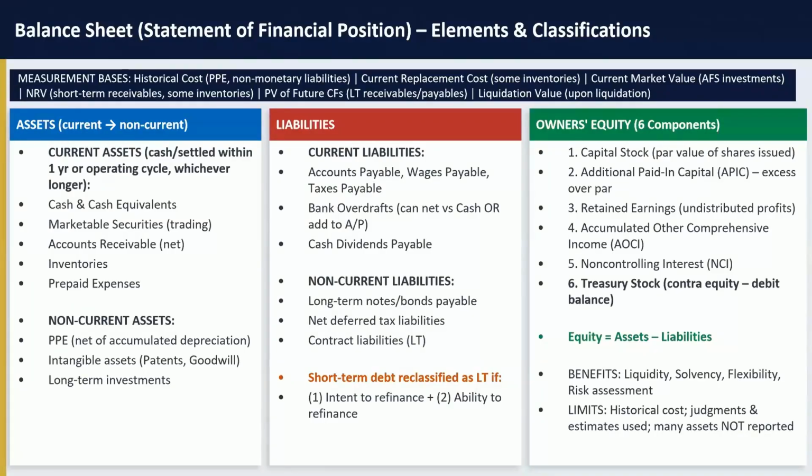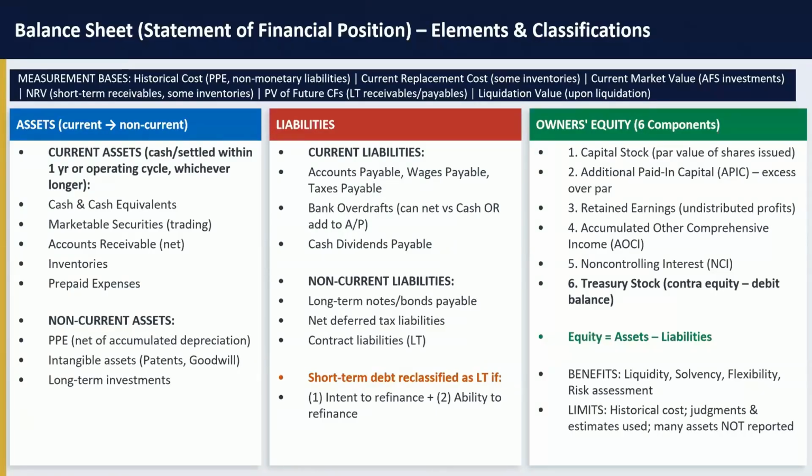Now, when it comes to non-current assets, we discuss PPE, property, plant, and equipment. We know that we record them at their historical cost and we reduce their value according to their accumulated depreciation. Then intangible assets, which are again of non-current nature. Patents, goodwill, franchises, trademarks, all of them come under intangible assets. Then comes long-term investments, non-current investments. So these are the major assets that we could see.